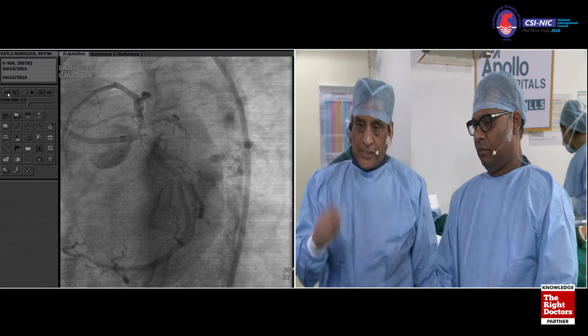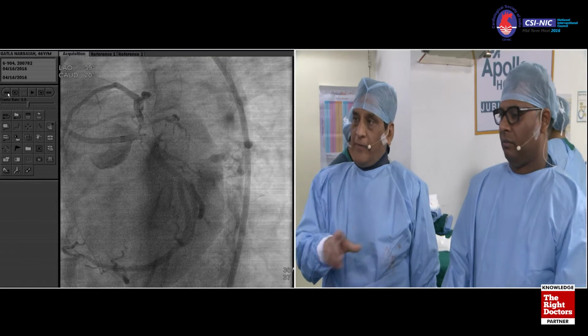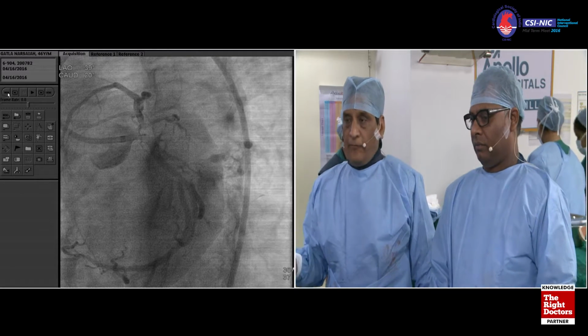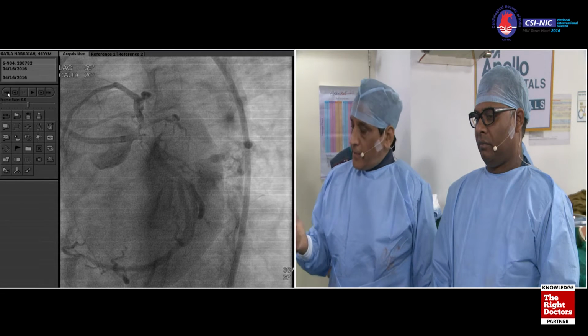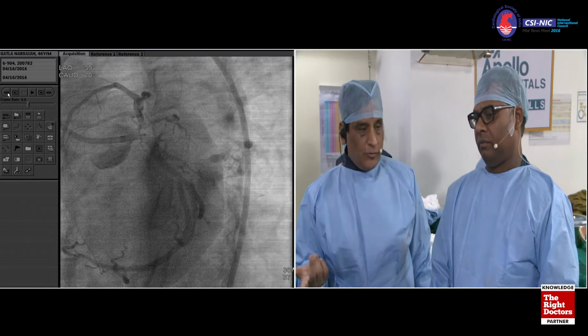Actually, India just got approval last week, and we will have about a dozen centers for this 9,000 patient trial, with Roxana Mehran being the PI. But yes, ticagrelor is also another choice.